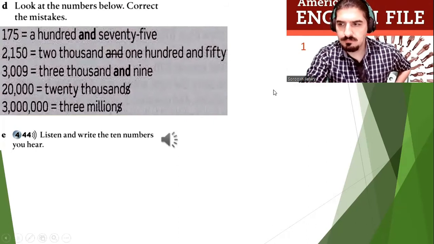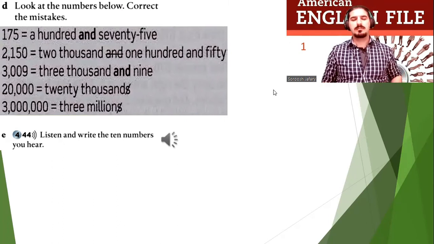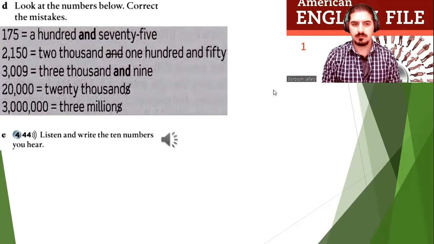1, 199. 2, 350. 3, 920. 4, 1,300. 5, 3,437. 6, 7,700. 7, 50,000. 8, 120,000. 9, 40 million. 10, 2,600,000.